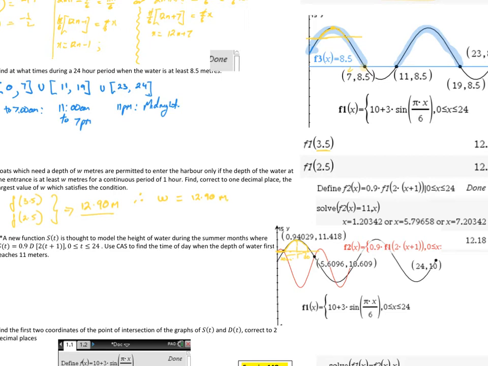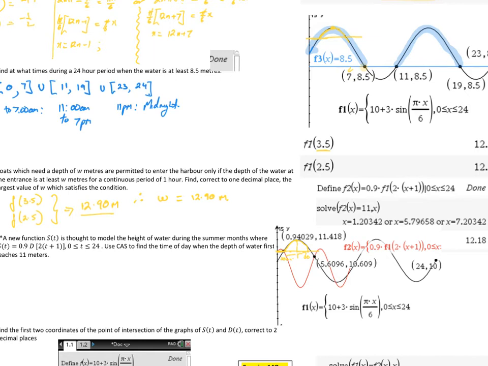All right, so that's the deepest our channel can be for a minimum of an hour. If your boat needs more than 12.9 meters depth of water, it's not going to have that depth for an hour. It's going to be less than an hour. So you can't have any more depth. The depth can't be any greater than 12.9 meters. All right.